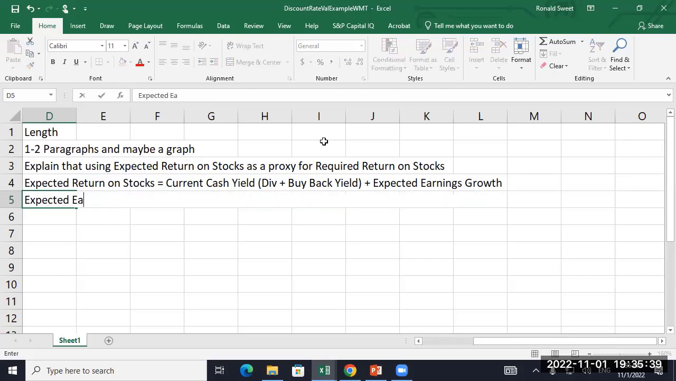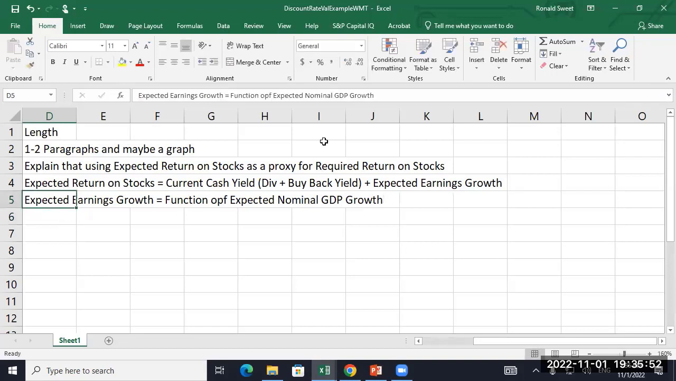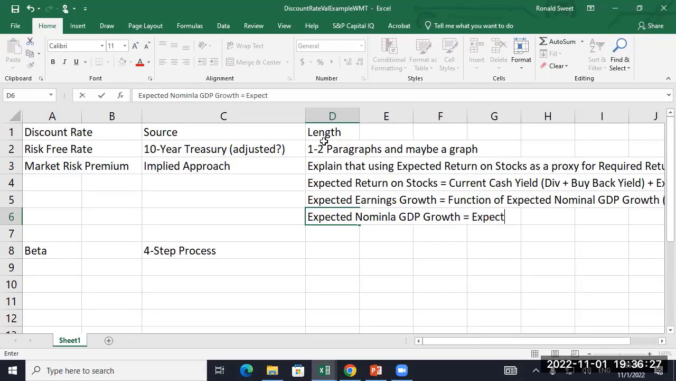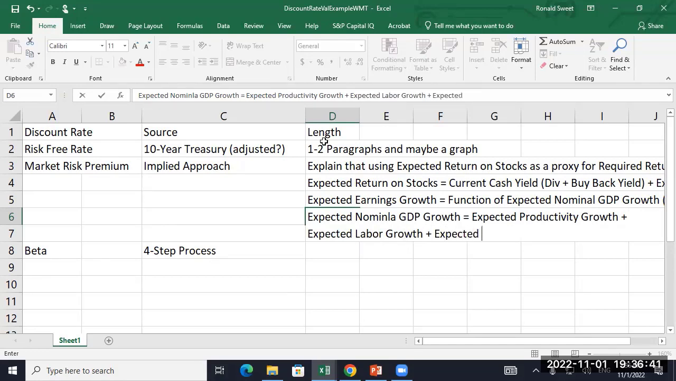Then expected earnings growth is a function of expected nominal GDP growth. And on both of these, I gave you a chart that you could use, and we'll look at those charts that you could use to back that up. And then expected nominal GDP growth equals expected productivity growth plus expected labor growth plus expected inflation.